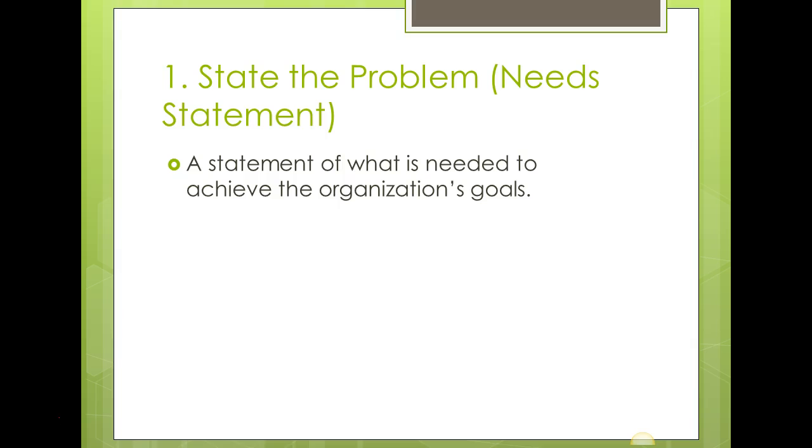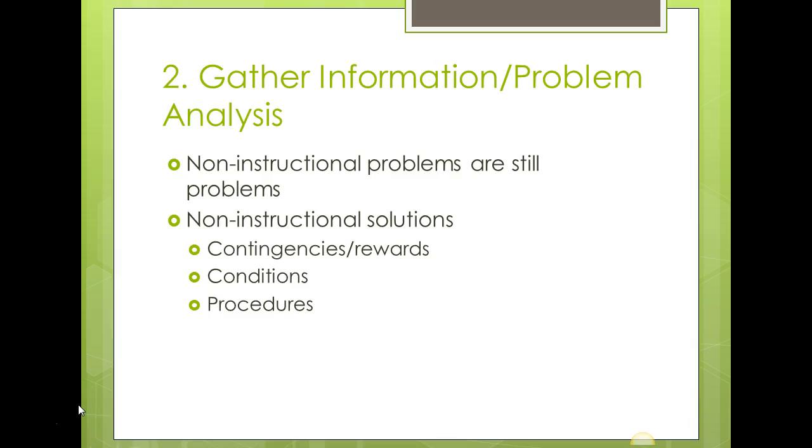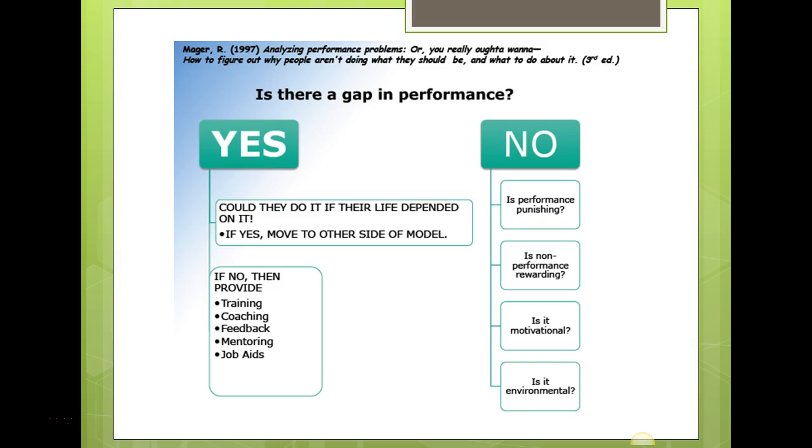Okay, so with the needs statement we just mentioned before, just a recap of what it is: the statement of what is needed to achieve the organizational goals. And then as a recap, the second step would be to gather information and problem analysis. We were talking about discussing the instructional solutions and non-instructional solutions. And finally, the idea of if there's a performance gap, this is the Major and Pike information.